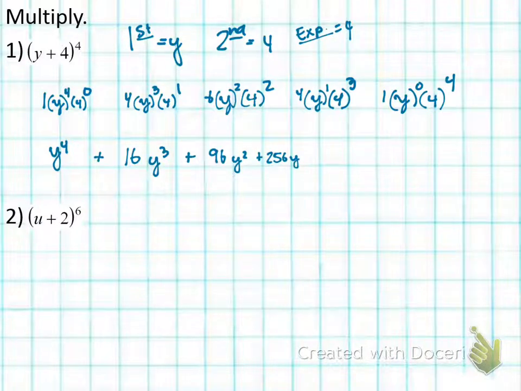Last one, 4 to the 4th. 4 times 4 again is 16, times 4 is 64, times 4 again is 256. y to the 0 is 1. 1 times 1 is 1, times 256 is positive 256. That's it. We're done.